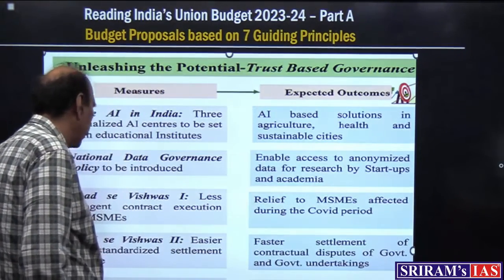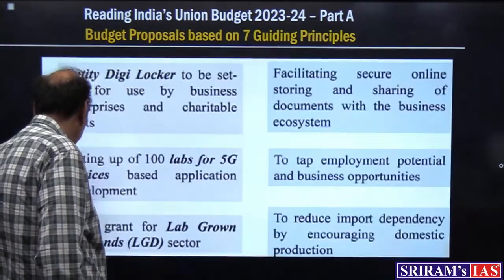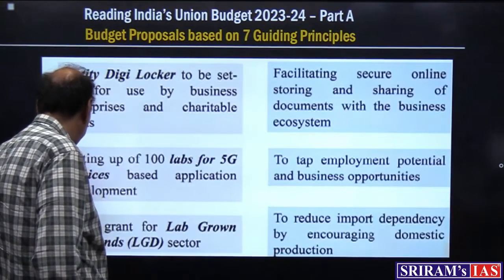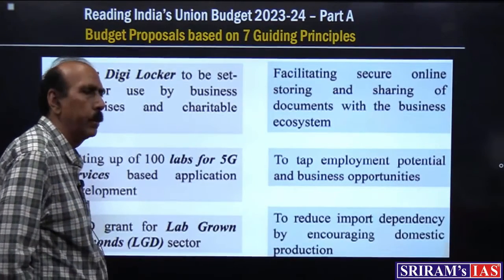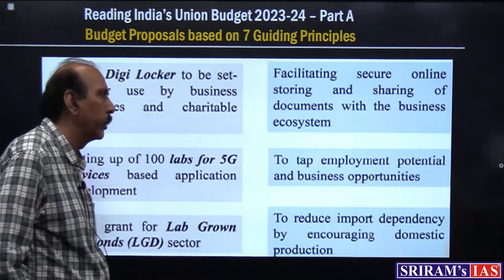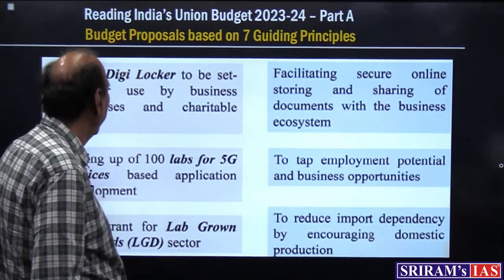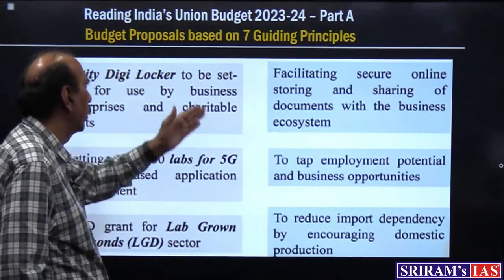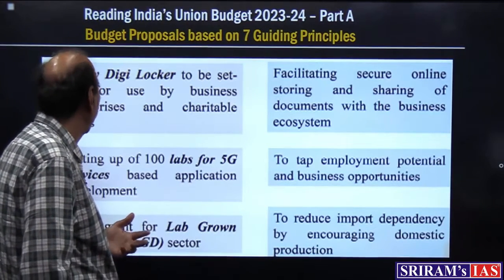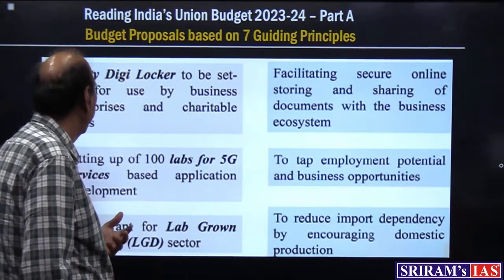Similarly, phase 3 of e-courts will be launched so that faster delivery of judgments can be made. The entity digital lockers will be set up for use by the business enterprises and charitable trusts.